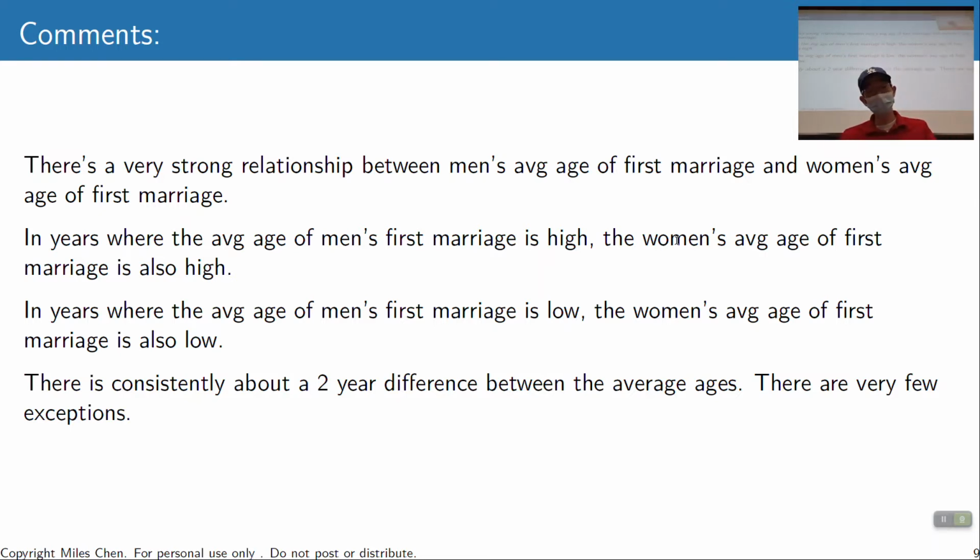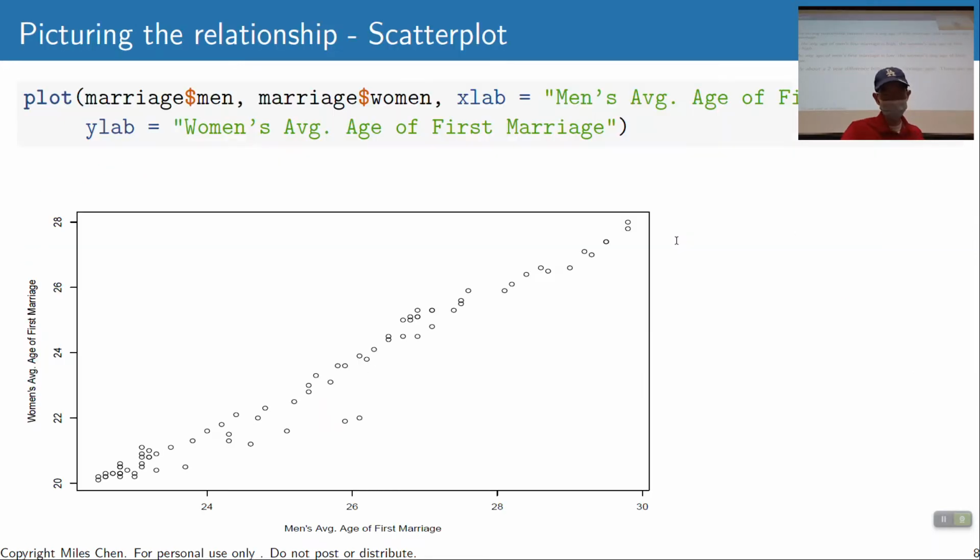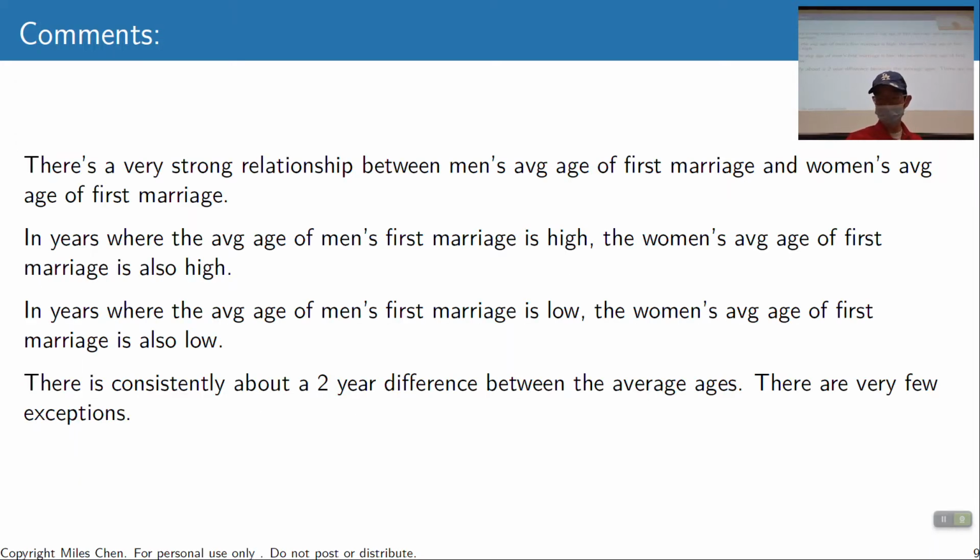I think these are the comments that summarize it. There is a very strong relationship between men's average age of first marriage and women's average age of first marriage. In years where the average age of men's first marriage is high, women's average age of first marriage is also high. Correspondingly, when it's low, it's also low for the other gender. And if you look at it, there's consistently around a 2-year difference. If you go up to something around 28, it corresponds to around 26. Over here, 24 corresponds to 22, 26 corresponds to around 24, and so on. A pretty strong relationship, with around a 2-year difference.